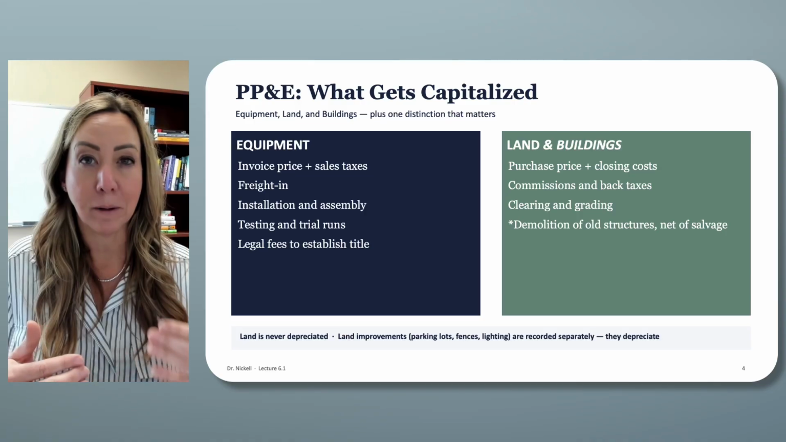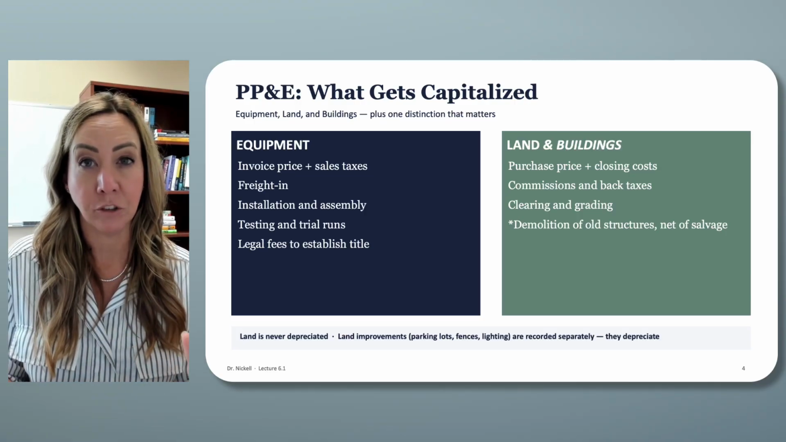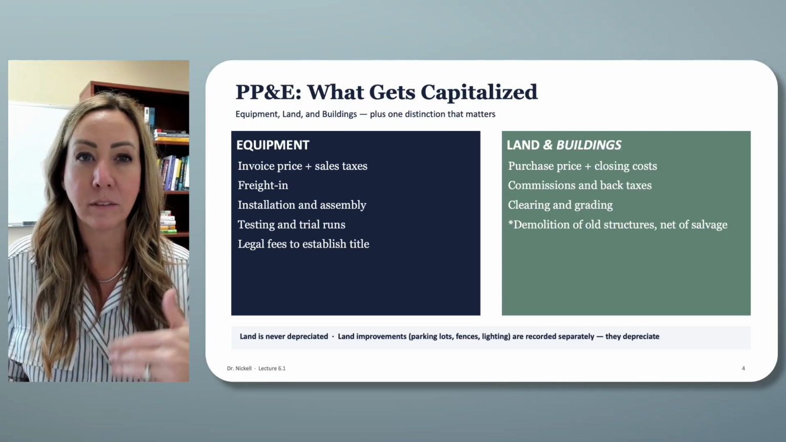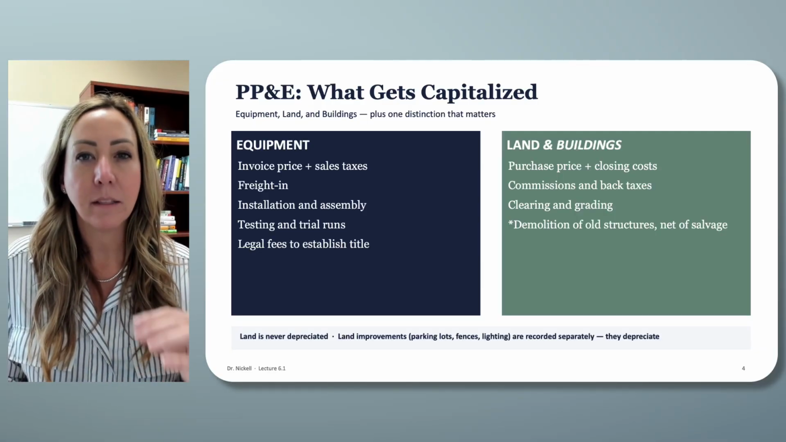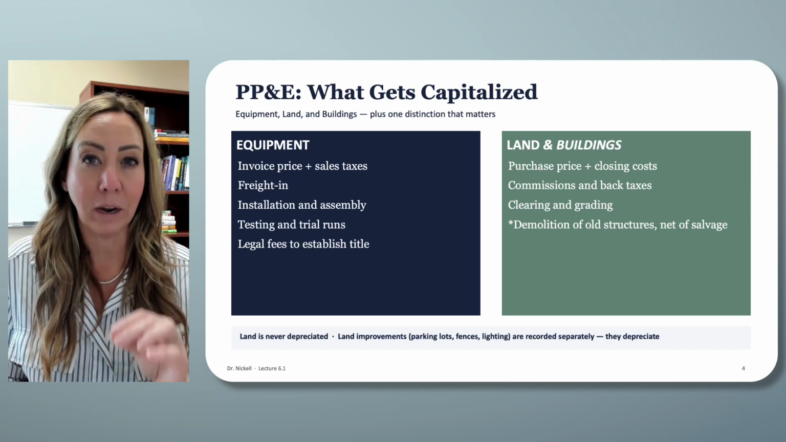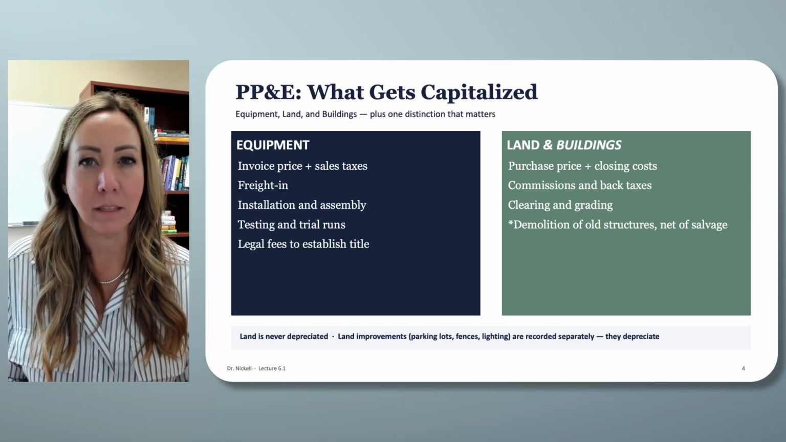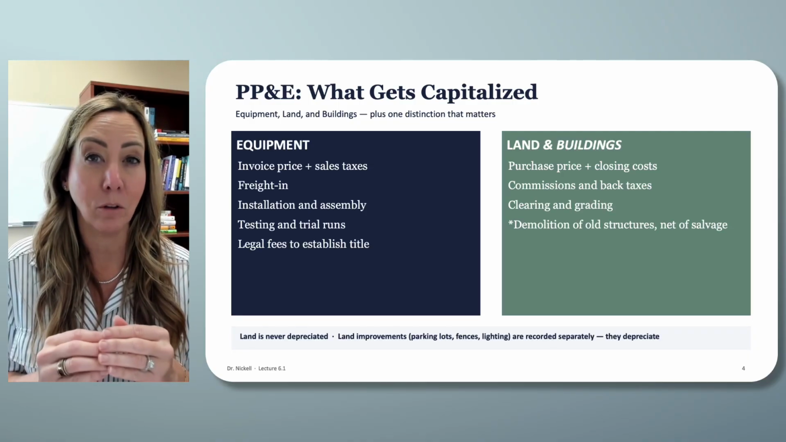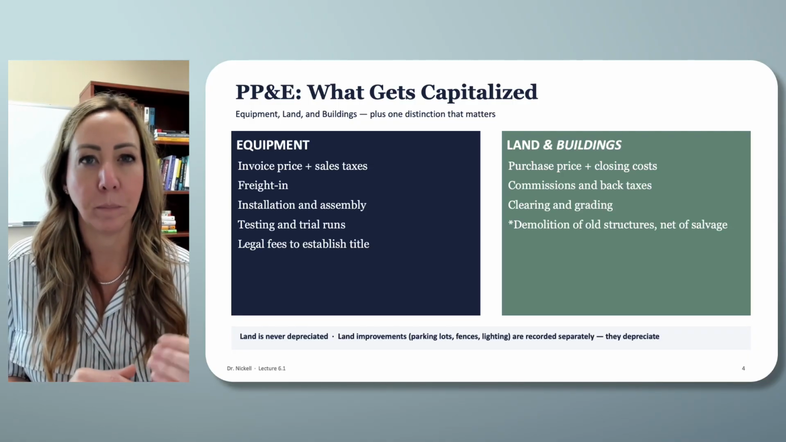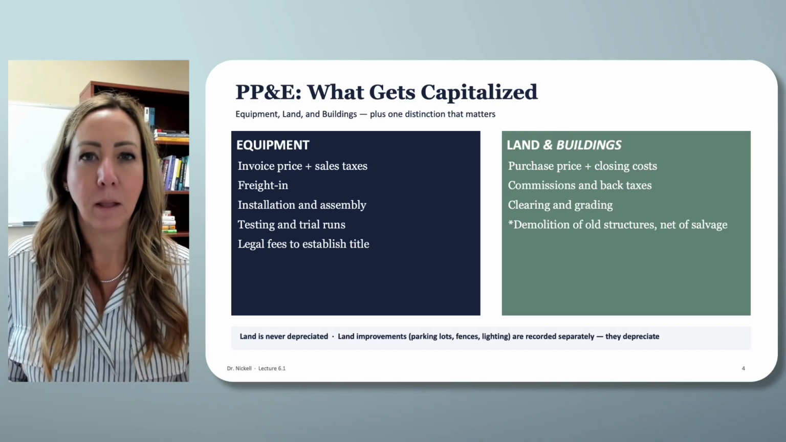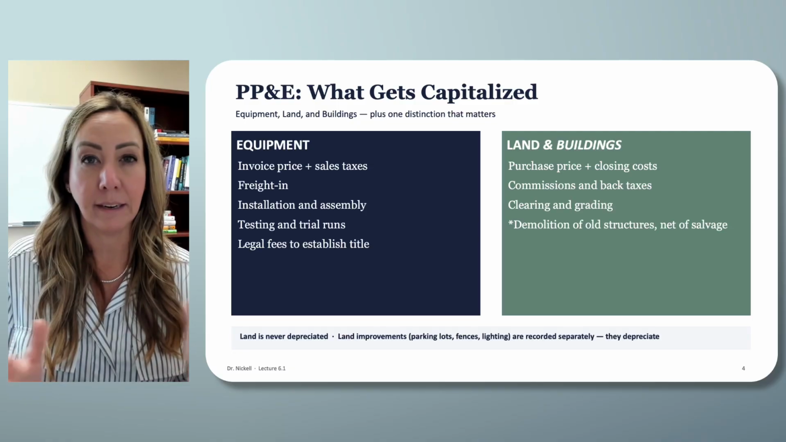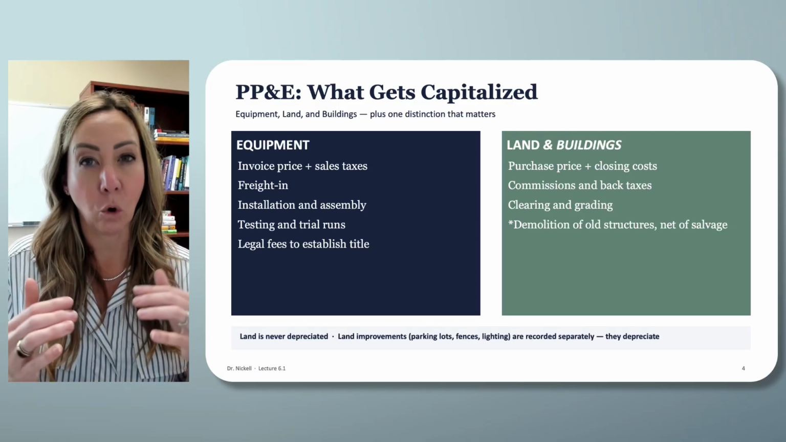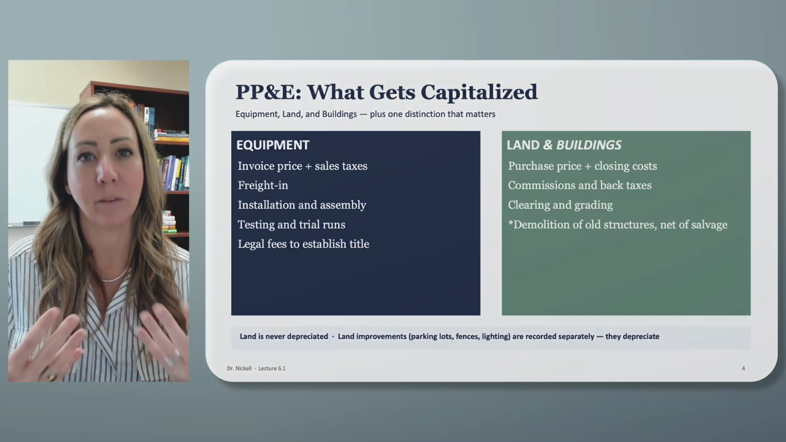Another important distinction about land. Land itself is never depreciated, meaning we never record the cost of the land and purchasing it as an expense on our income statement. This is because the land isn't something that wears out. It's more like an investment in that respect. We'll only recognize income statement effects, gains or losses, if we sell the land for more or less than what we purchased it for, usually more. But land improvements, things like parking lots, fences, and outdoor lighting, have limited lives. We record them in a separate account and depreciate them.